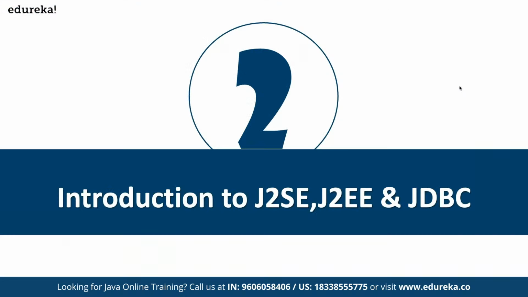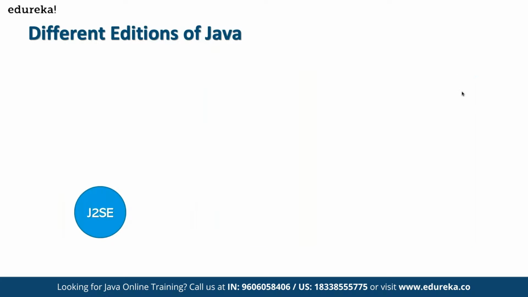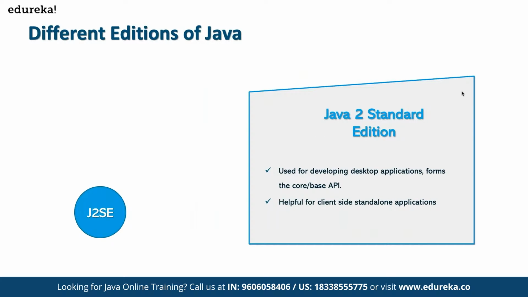Now, if we talk about J2SE and J2EE, these are basically different editions of Java. Java 2 Standard Edition is used for developing desktop-based applications from the core, or we can say the base APIs. They are helpful for clients and standalone applications as well. Whereas the Java 2 Enterprise Edition is used for running the servers, including websites, where we create multiple Java Server Pages. Again, they are basically used for creating that.